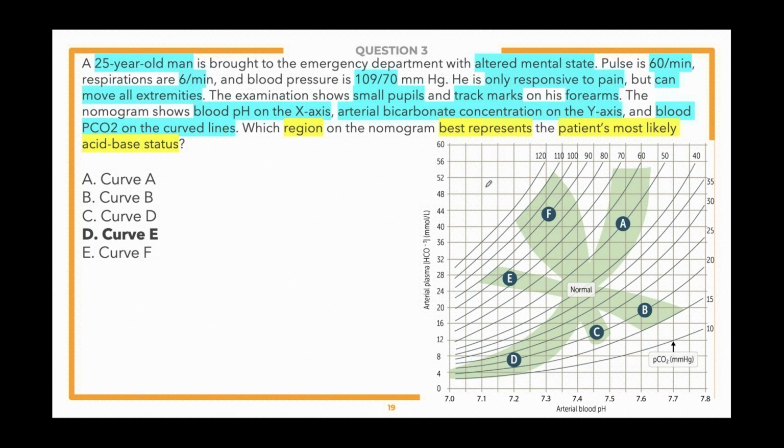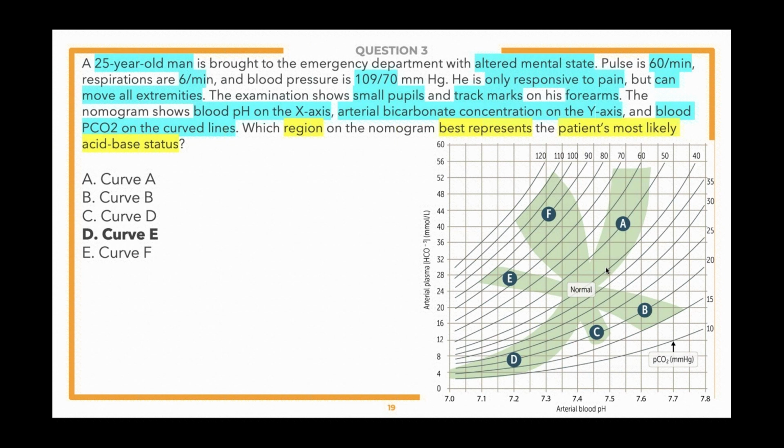So in this question, what's going on here? Well, we've got a patient who most likely has opiate overdose, okay? He's a young male, but he is only breathing 6 respirations per minute, okay? He's got track marks on his forearms indicating potential drug use. He's got small pupils as well. All of these suggest maybe an opiate overdose, okay?